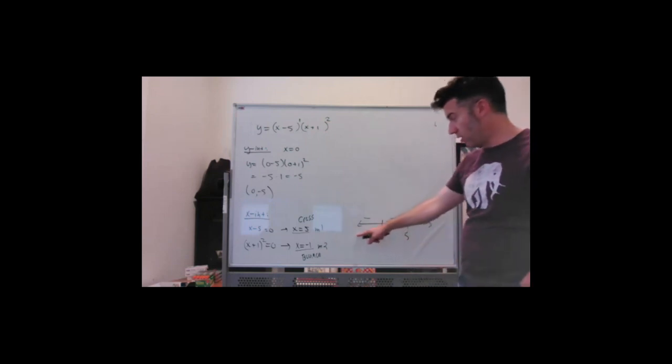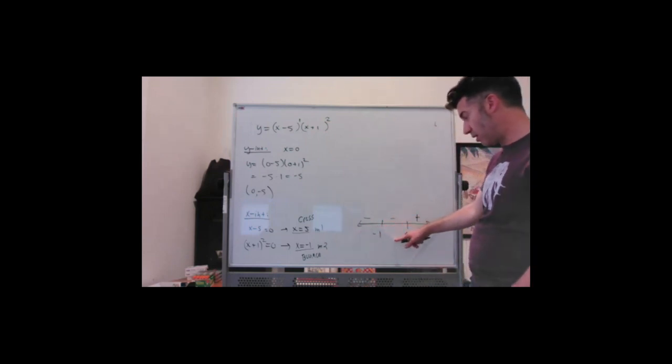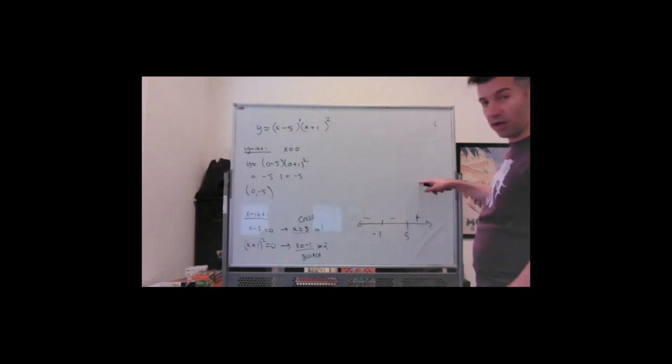So the graph is going to be below the x-axis, bounce off and stay below, and then go hit 5 and cross through to be above.